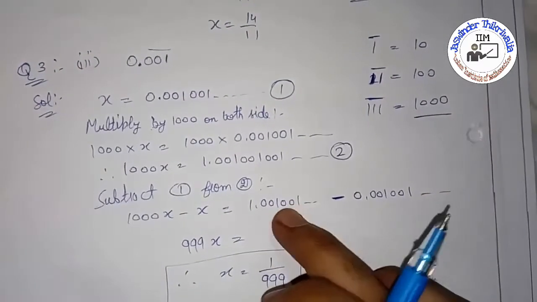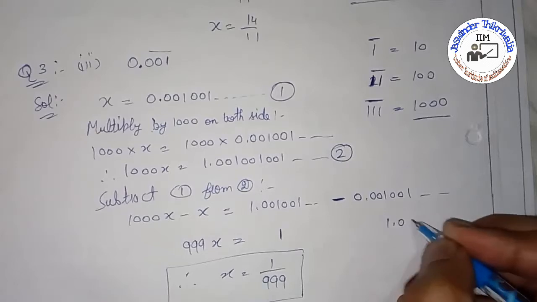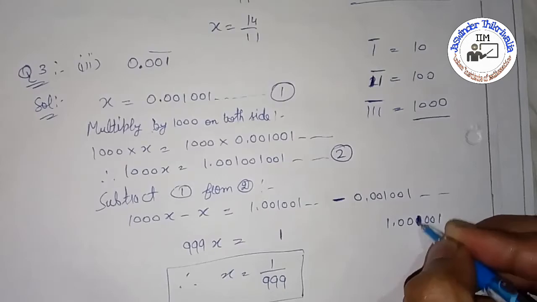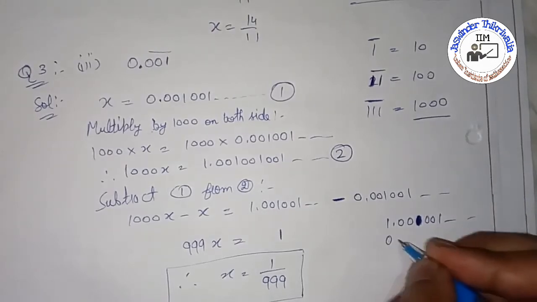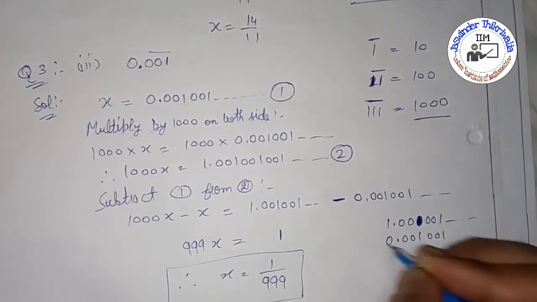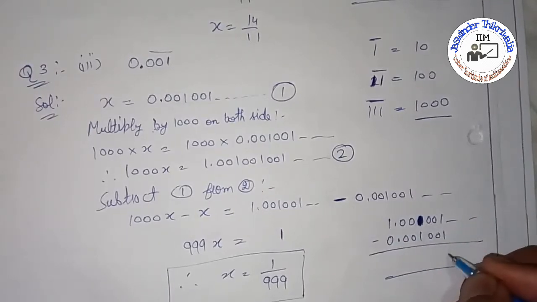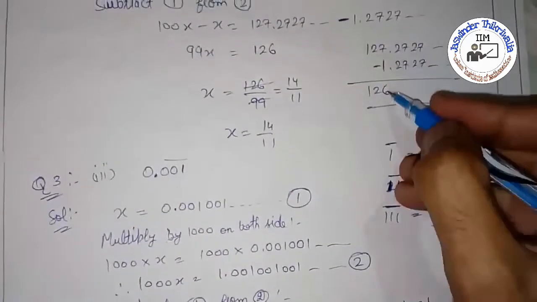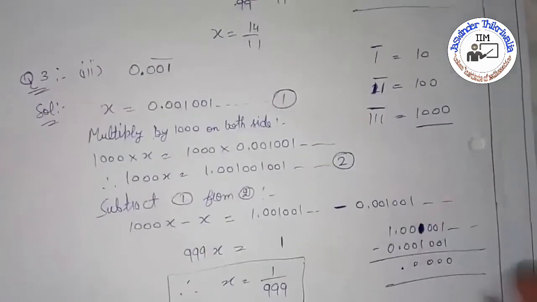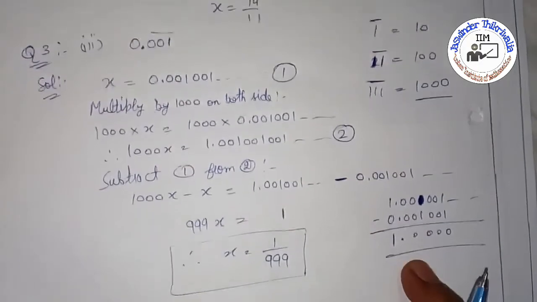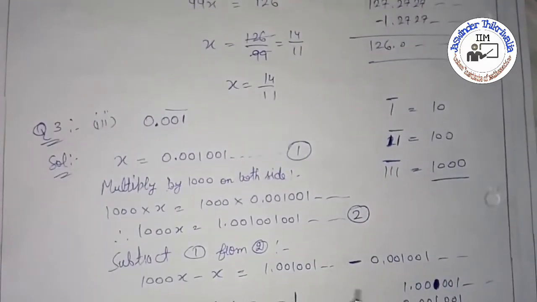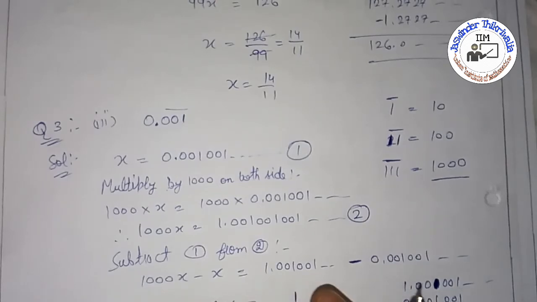When you are doing subtraction, take care how you write 1.001001. The decimal part should be under the decimal part, and the whole part under the whole part. Now the decimal parts will cancel with each other, 0 0 0 0 0. If after the decimal there are only zeros, there is no value. So here I wrote 1 minus 0, which is 1. So this is the p by q form of question number 3, third part. In this manner you can solve these questions.